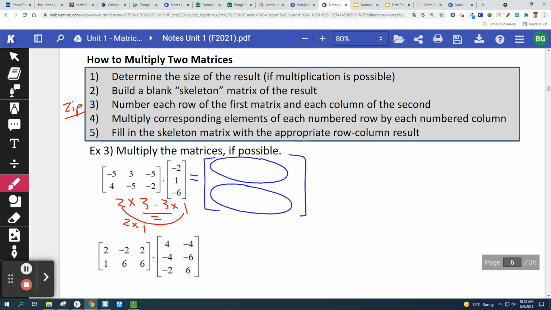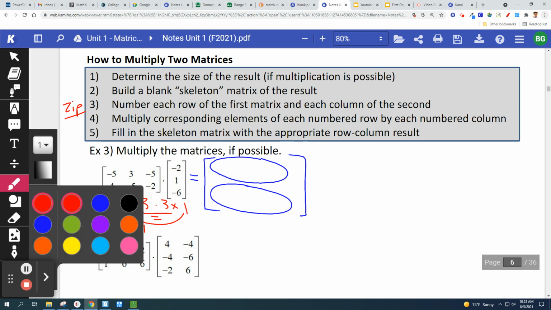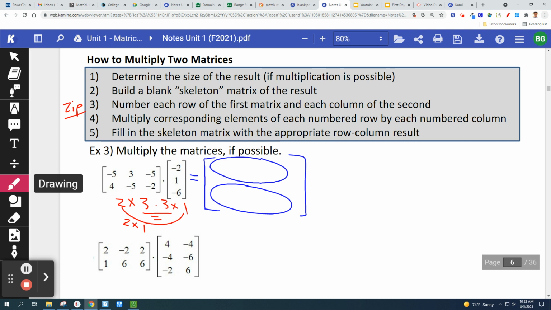Now, it says step 3, number each row of the first matrix and each column of the second matrix. Normally, I don't really do that. What I do is I'll go first row, first column. If you're going to multiply it, I don't really write the numbers, but the first row times the first column is going to be the first row, first column entry. That little line helps me to organize and helps me to zip up the numbers. That first row times the first column.